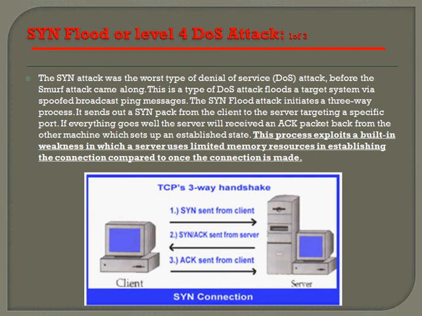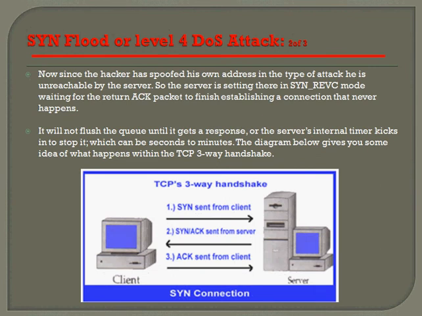established state, basically. This process exploits a built-in weakness in which a server uses limited memory resources in establishing the connection, compared to once the network is connected. So how it works is, since the hacker has spoofed his own address in this type of attack, he is unreachable by the server. So the server is sitting there in SYN received mode, waiting for the return ACK packet to establish a connection. It will not flush the queue until it gets a response, or the server's internal timer kicks in and stops it, which can take seconds to minutes.